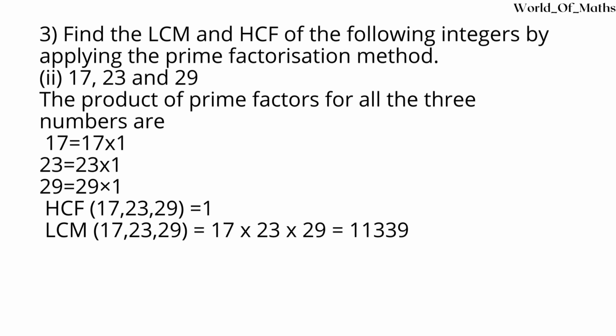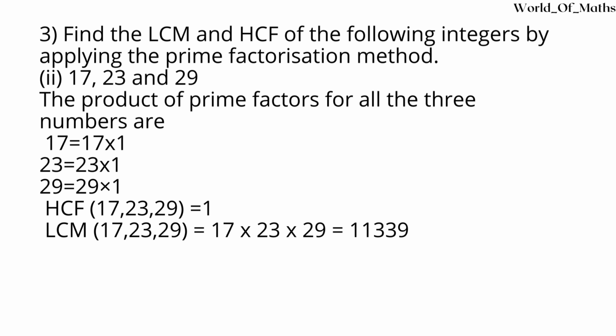Now the second set of numbers, which is 17, 23 and 29. Same way, if we write the product of prime factors for all the three numbers, we will get 17 is also a prime number, so there are only two factors, which are 17 and 1, and 23 is another prime number. 23 and 1 are the factors for 23, and 29 is also a prime number. So the factors are 29 and 1.